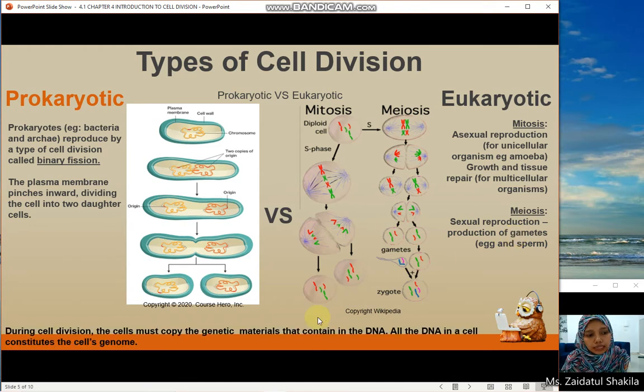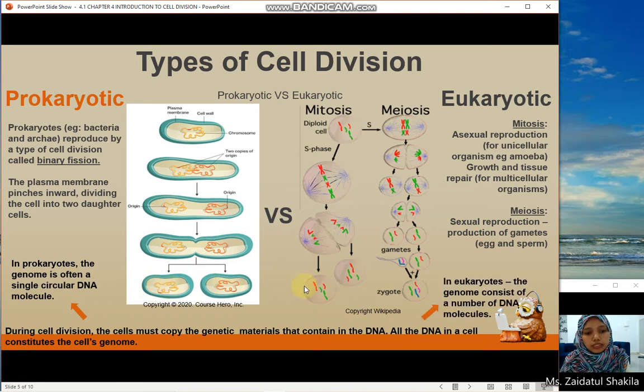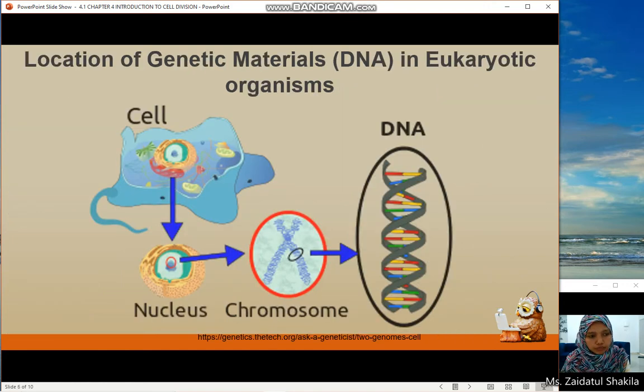During cell division, the cells must copy the genetic material, aka the DNA, and all the DNA in a cell constitutes the cell's genome. In prokaryotes, the genome is often a single circular DNA molecule like in this diagram. For eukaryotes, the genome consists of a number of DNA molecules. For example, the human genome consists of 46 chromosomes. So in this video, we are going to focus more on cell division in eukaryotic multicellular organisms.